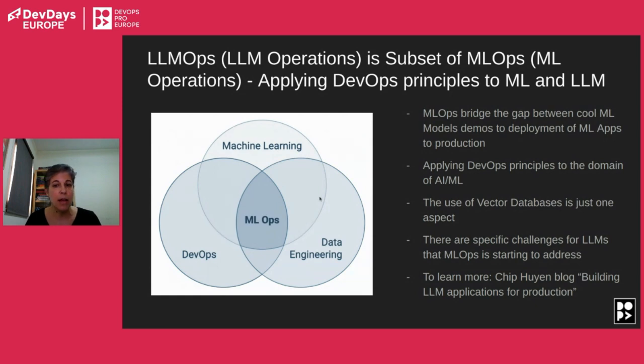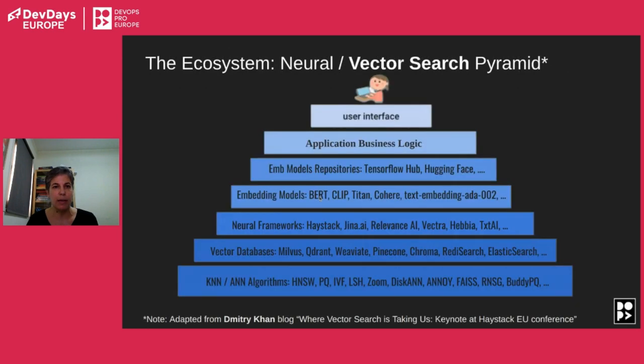And there is a really great blog that Chip Huyen wrote, Building LLM Applications for Production, which I recommend to read. It also touches on the point of vector databases, but also other very interesting unique aspects of LLMs, and how they can be addressed. And as I said, we're still in early days and a lot more work has to be done.